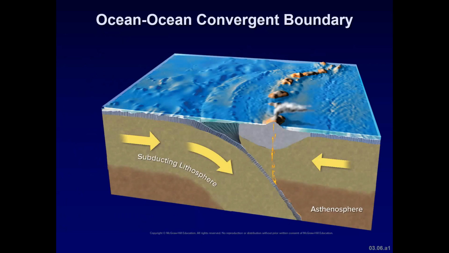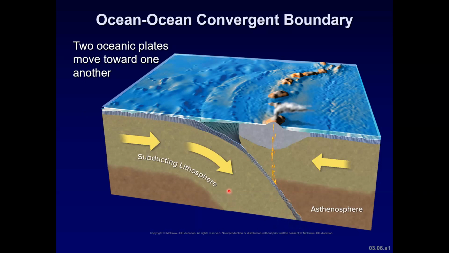All right, so let's talk about convergence now. This is an ocean-ocean convergent boundary. That means one oceanic plate is converging with another oceanic plate. So, two oceanic plates move toward one another. We have what's called subduction. That's when one plate moves underneath another.